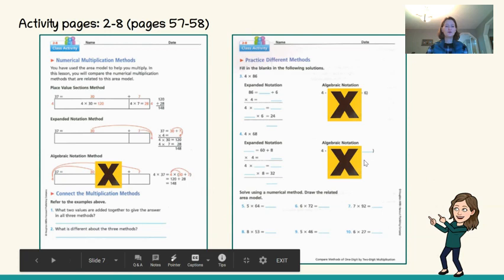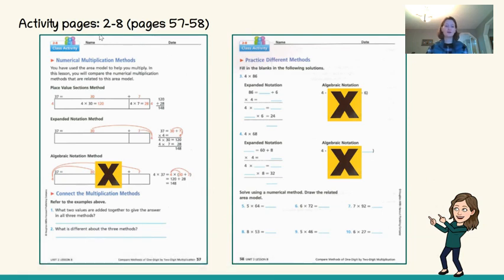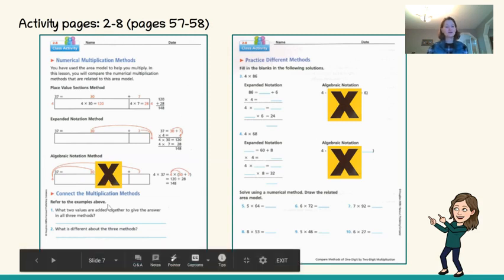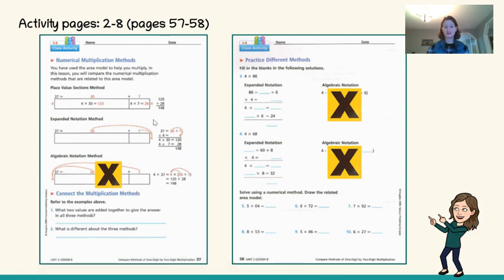So today, when you do your work, remember you are looking for activity pages 2-8. You are going to be comparing the place value sections method and the expanded notation method. Now, we missed lesson 7, which taught a different method called the algebraic notation method. You do not have to worry about that method. I've put the yellow X here to remind you. On the second page, you don't have to do the algebraic notation questions. Just do expanded notation and look at the place value sections method.